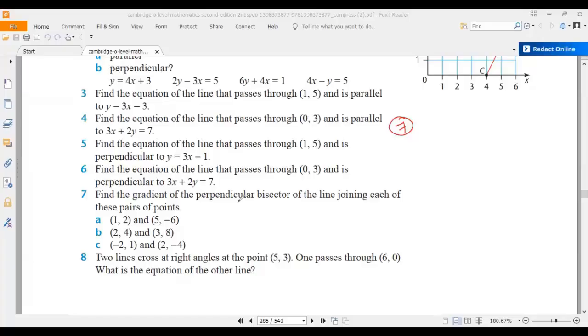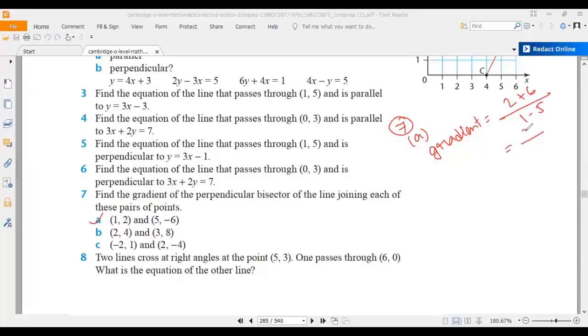So perpendicular bisector means perpendicular gradient, we need to find it out. Now, how can you solve this problem? 7a. At first we need to find the gradient of these 2 points. What is the gradient of (1, 2) and (5, -6)? Here the gradient is (y1 minus y2) by (x1 minus x2), so (2 plus 6) by (1 minus 5).